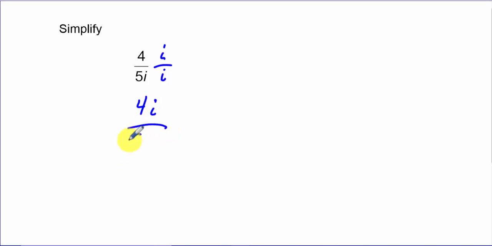That's 4i over 5i squared. But we know i squared is negative 1, so this is 4i over 5. And like we said, there's a negative 1 on the i squared, so I'm just going to pull that guy out.